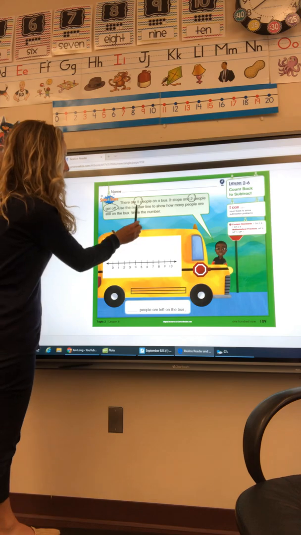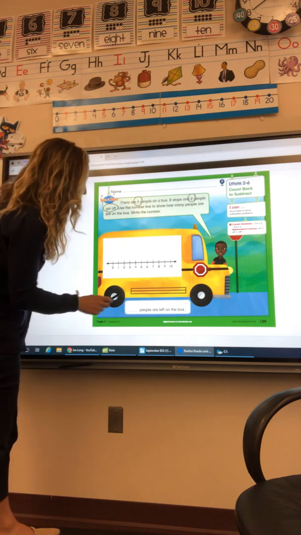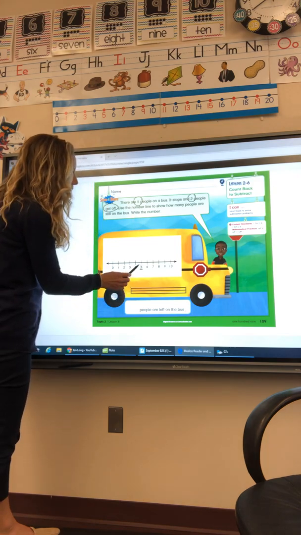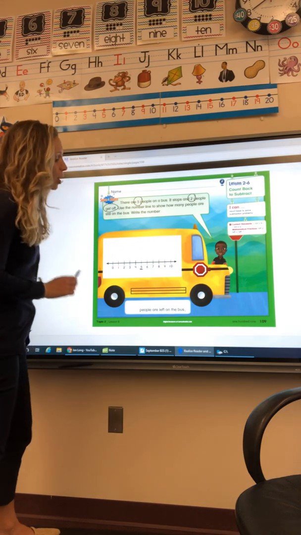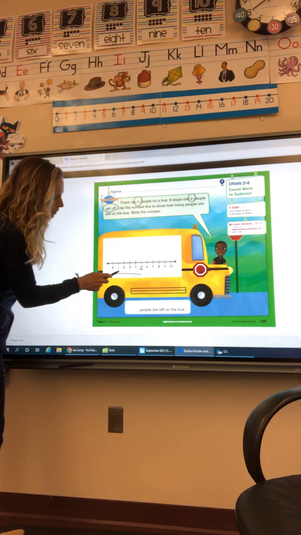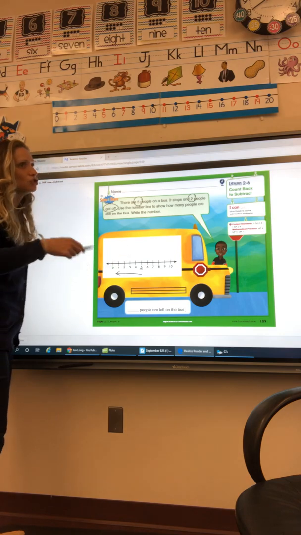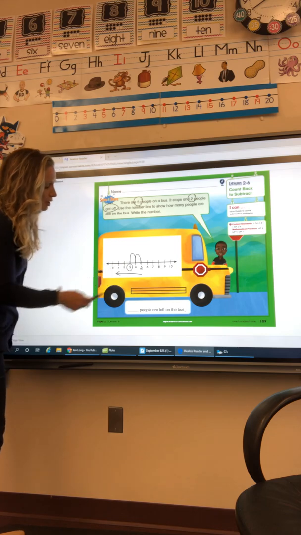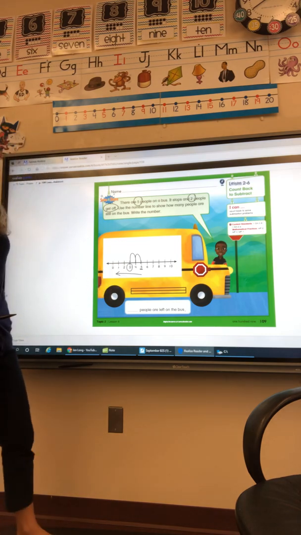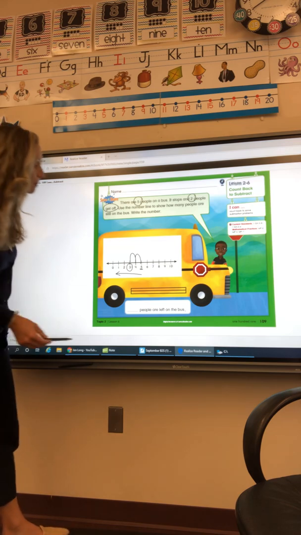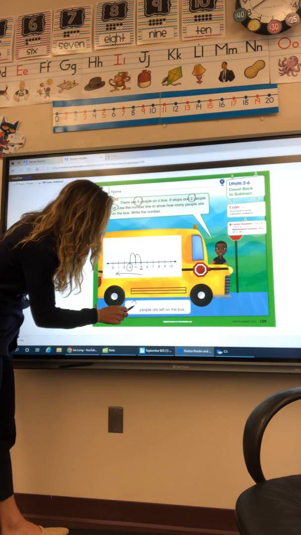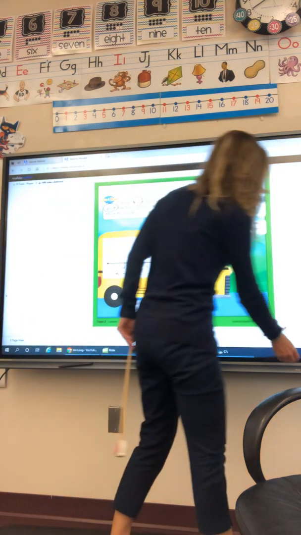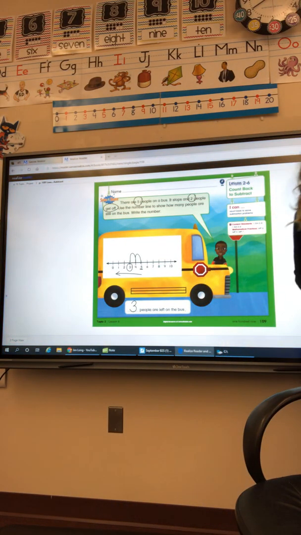Well, there were 5 people to begin with. I'm going to go up here and check my notes. There were 5 people to begin with, so I'm going to start on the 5. The bus stops and 2 people get off. I'm going this way, where the numbers get less. I'm going to jump back 2. 1, 2. I land on the number 3. There are still 3 people left on the bus. Let's write the number 3 on the bottom. 3 people left on the bus.